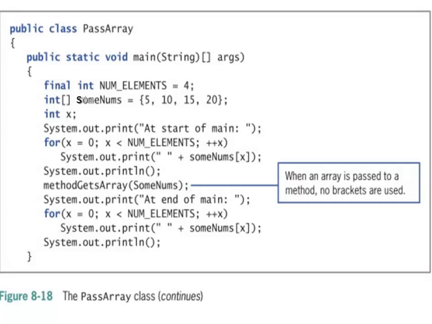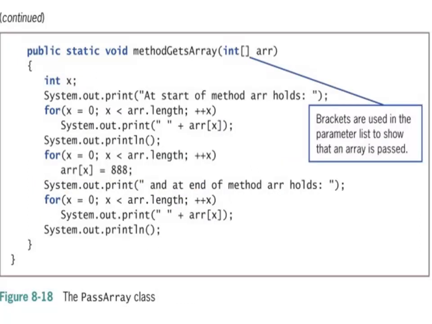In this figure, we have an integer array, some nums, and have 4 integers. Then we pass this array to method getArray, and we just pass the name of the array as a parameter. In the method getArray, then we have an integer square bracket that indicates the parameter is an integer array. And inside this method, we actually change array element's value. In the main function, if we go back to the main function, if we print out this array, the new value will be displayed.